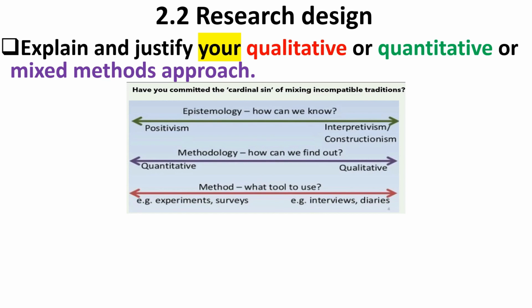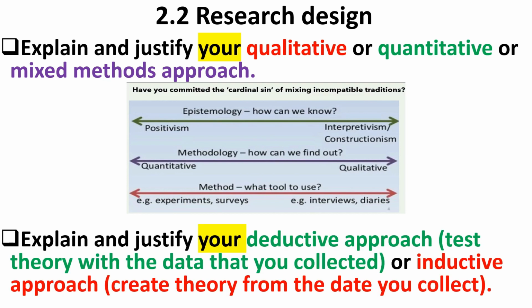You need to explain clearly how mixing methods will help you answer your research, how mixing methods will give you additional insight. You need to explain this. Also, you need to explain and justify your deductive approach, or explain and justify your inductive approach. Whichever approach you take, you need to explain and justify. The key word throughout this methodology is justification. Once you explain what you did, you need to justify what you did.